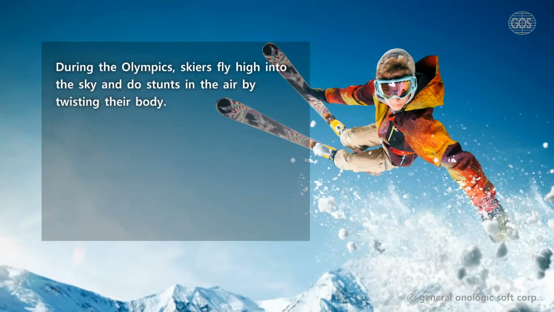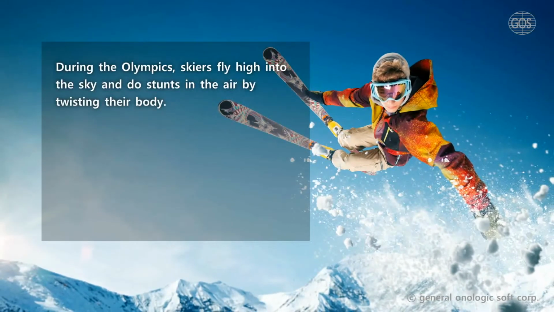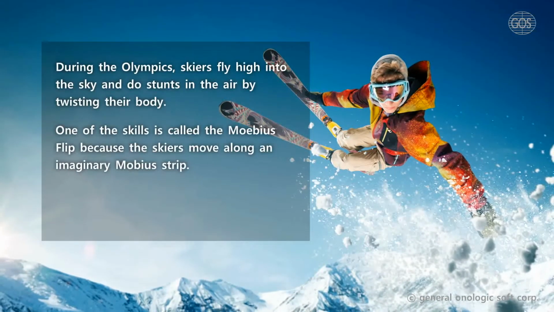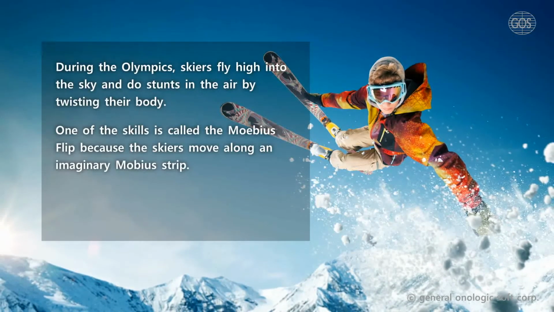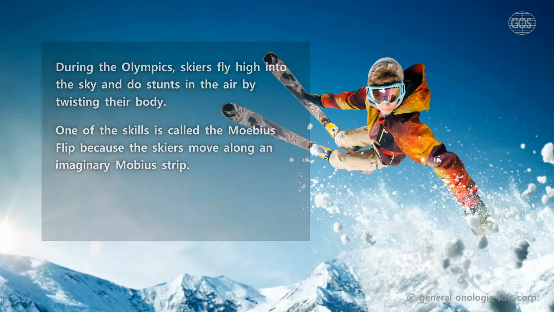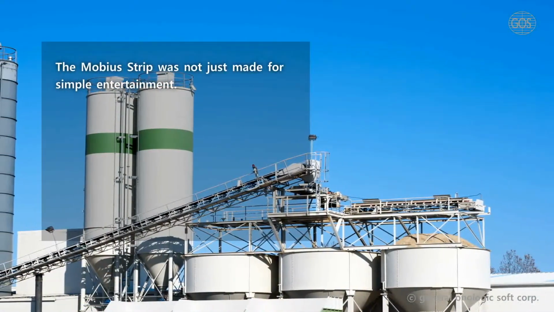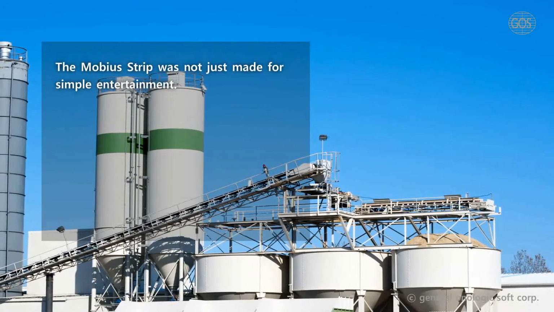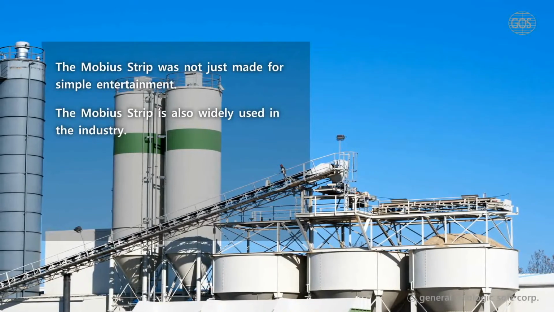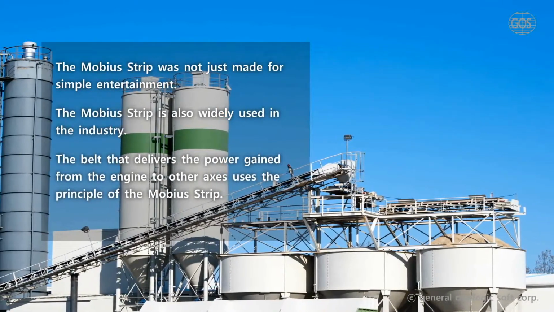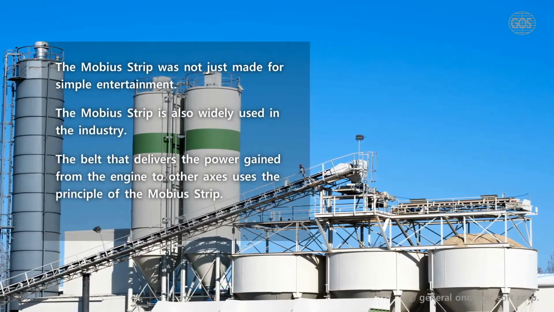During the Olympics, skiers fly high into the sky and do stunts in the air by twisting their body. One of the skills is called the Mobius flip because the skiers move along an imaginary Mobius strip. The Mobius strip was not just made for simple entertainment. The Mobius strip is also widely used in the industry. The belt that delivers the power gained from the engine to other axes uses the principle of the Mobius strip.